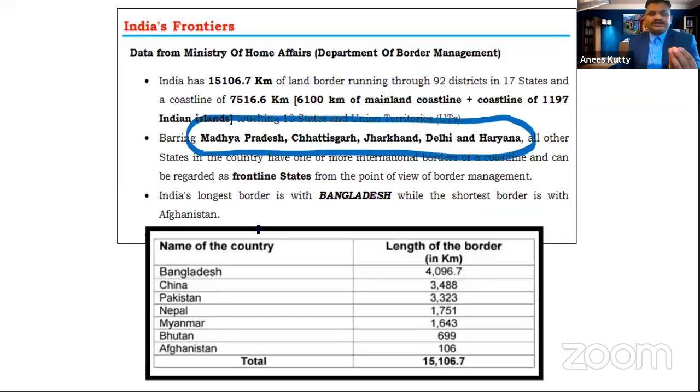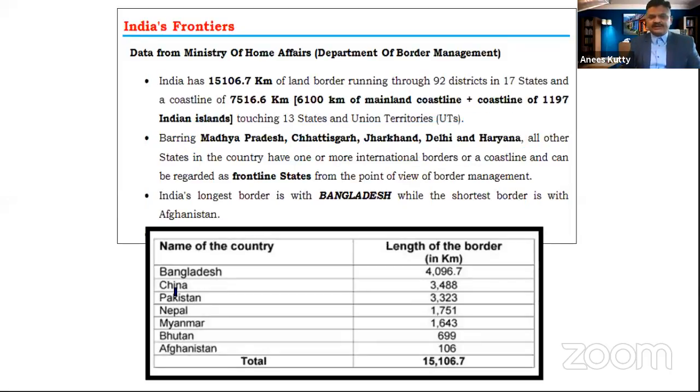Also, take the example of Uttarakhand. Go through your Oxford map or Navneet map, then you can understand. Even though Uttarakhand is landlocked, it borders China's Tibet province. Now, the next question in this slide is a factual data, but very essential.